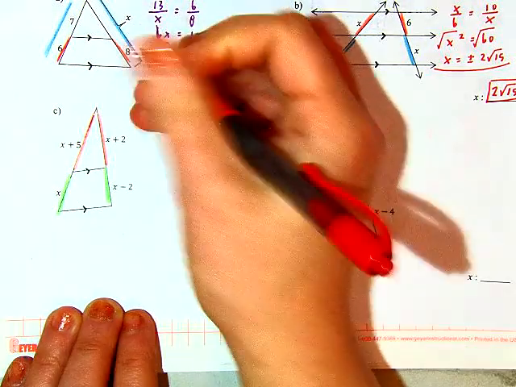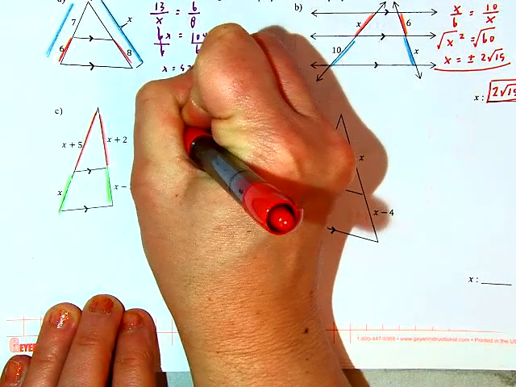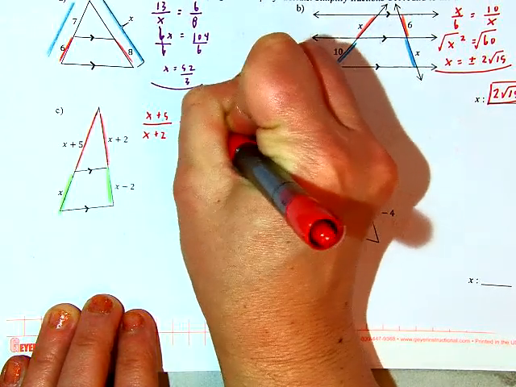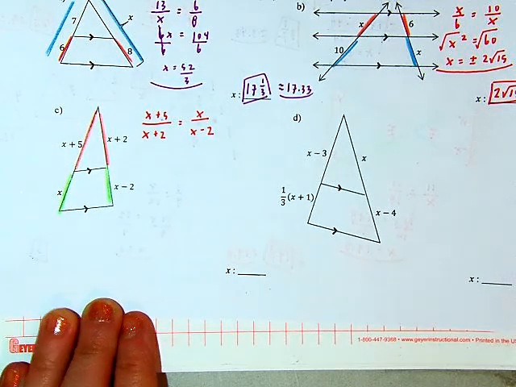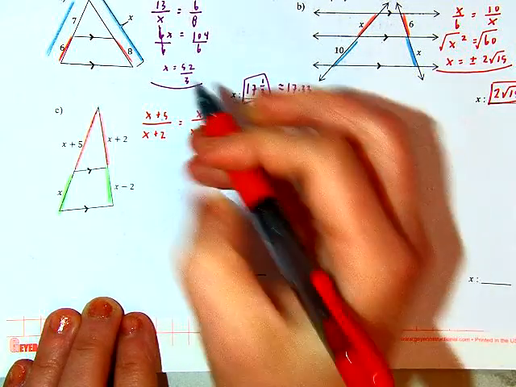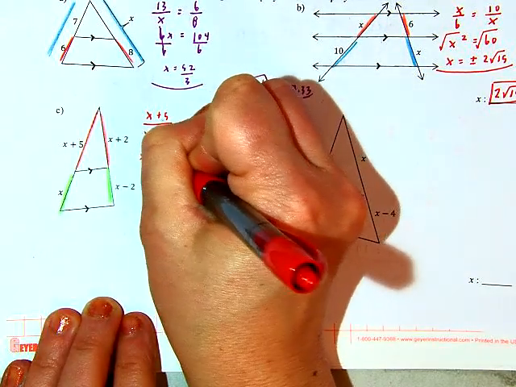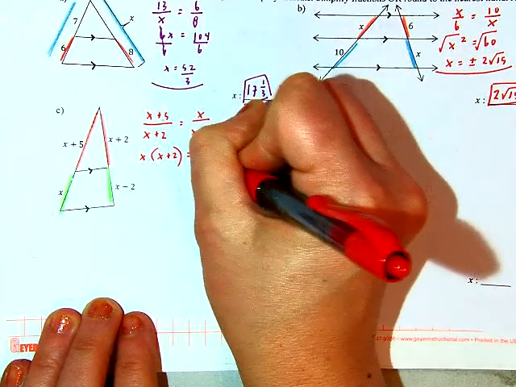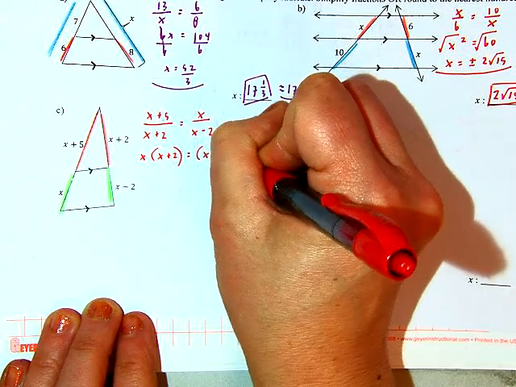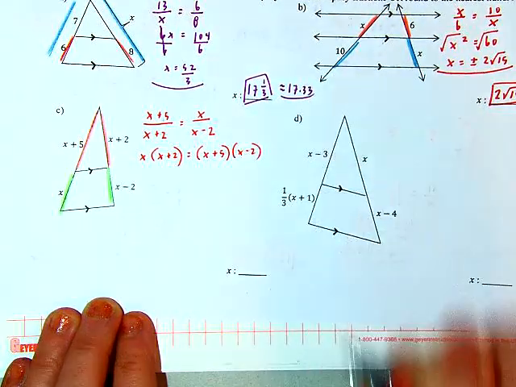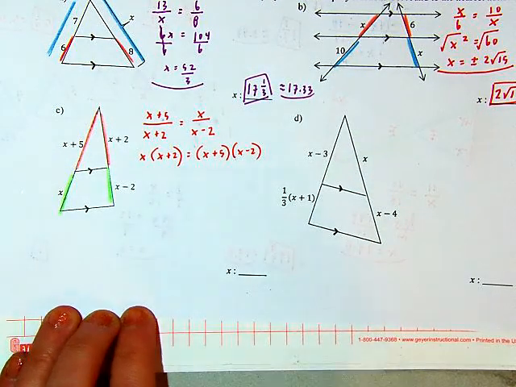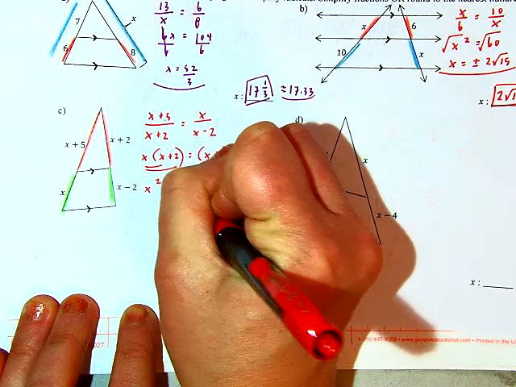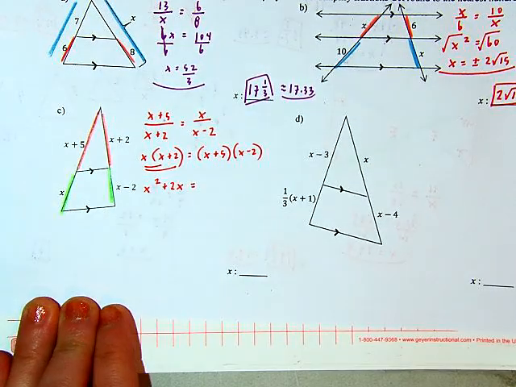So building my proportion, I can say that x plus 5 is to x plus 2, just as x is to x minus 2. So here I'm cross multiplying, so I have x times x plus 2. And then over here, I have x plus 5 times x minus 2. So on the left, I'm going to have to distribute the x. So x squared plus 2x. And on the right, I'm going to have to FOIL it.